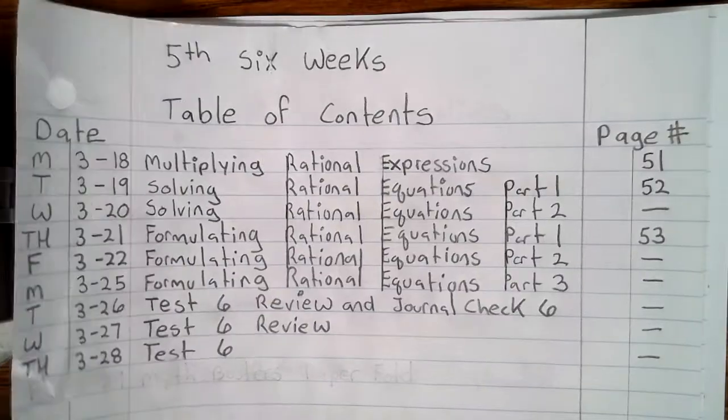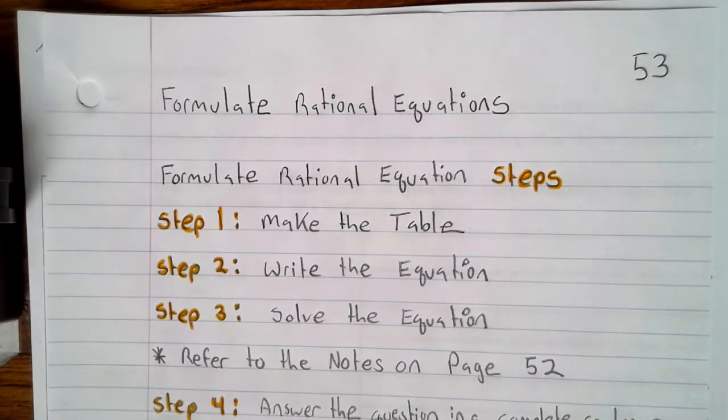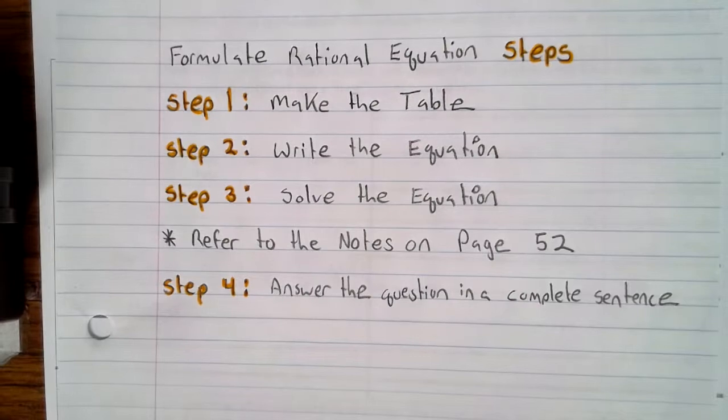Let's take a look at our notes. Formulate rational equations on page 53. Formulate rational equation steps. Step 1, make the table. Step 2, write the equation. Step 3, solve the equation. Refer to the notes on page 52 for the solving the equation steps. Step 4, answer the question in a complete sentence. Now your notes are updated.